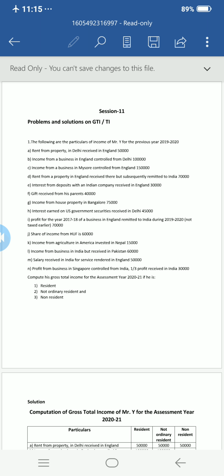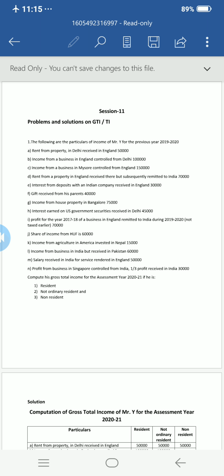Today I am going to start the problems on gross total income. Okay, so firstly I will read and explain the problem and I am going to solve it now. So now I am going to read and explain the problem.